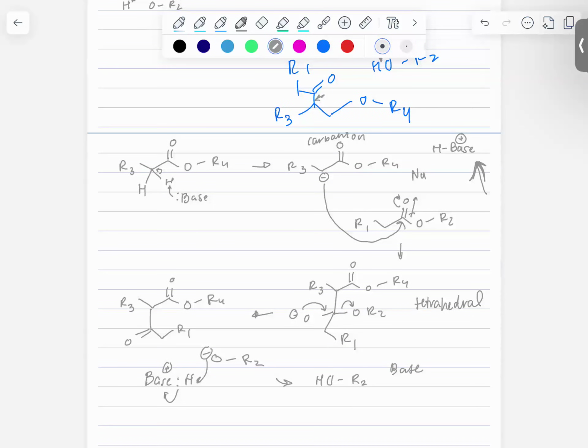So what's up? For the same reason I wrote carbanion above this one, just because it's labeling what kind of intermediate it is. You don't have to do that on an exam, but it's to help you recognize the patterns in these reactions.